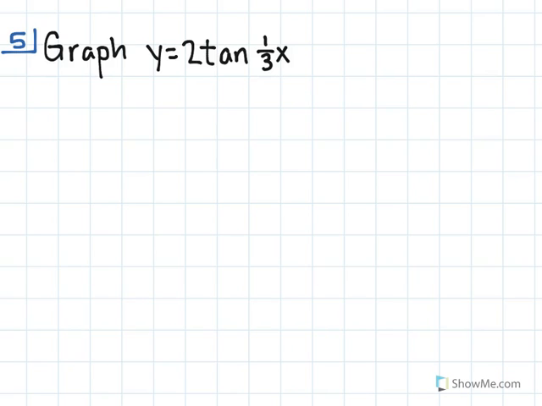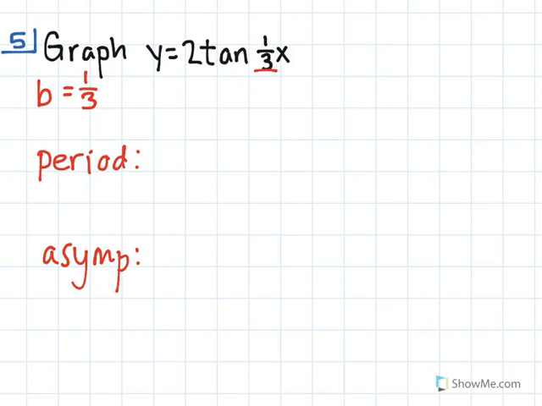In this problem, we're asked to graph y equals 2 tangent of 1/3 x. The first thing we're going to do is use b, which we can see is equal to 1/3, to figure out our period and our asymptotes. The period of tangent is typically just pi, so our period is going to be pi over b. Remember, this is different than if we're working with sine or cosine, where it would be 2 pi over b. So pi divided by 1/3 is 3 pi. Our period is 3 pi.